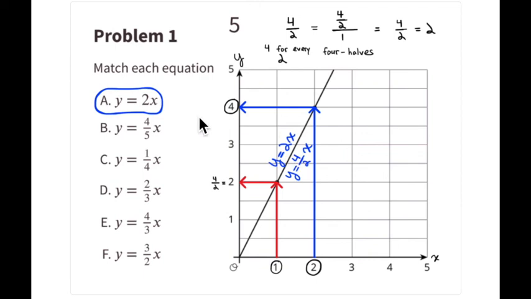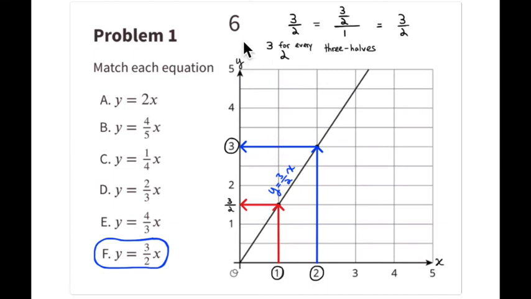Graph 5 matches equation A. This is getting paid the most. So $4 for every 2 hours of work is the same as 4 halves dollars for 1 hour of work. Well, 4 halves is the same as $2. So 4 for every 2 is the same as 4 halves for just 1 hour.